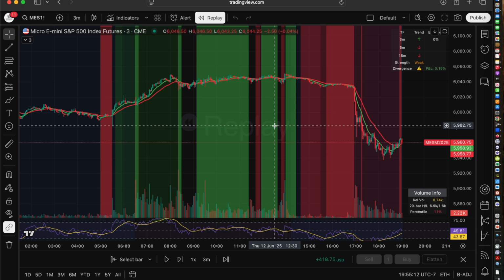So there you go. Two different ways to use the indicator, depending on your trading style.